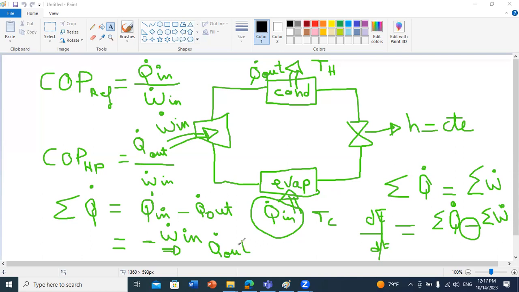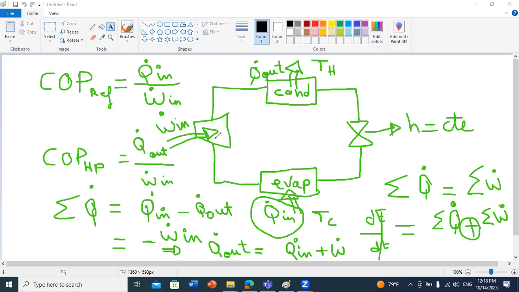Another convention will tell you that everything in is positive, everything out is negative. If you want to use this convention, you will put plus here. And at the end, whatever you do, you will get the same result. Because if you put a plus here, you will go back to Q dot out equal to Q dot in plus W dot in, because everything in will be positive and everything out will be negative. So whatever convention you take, this will not affect your final result. Just respect the convention you take in the equation and you will get exactly the same result.